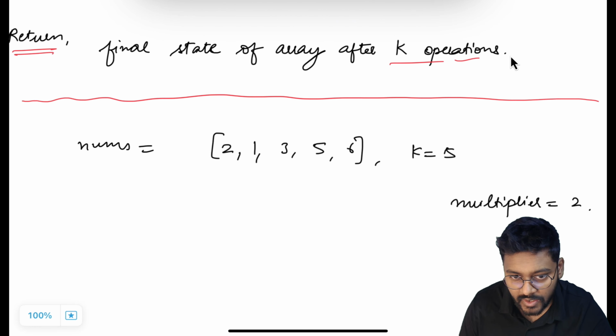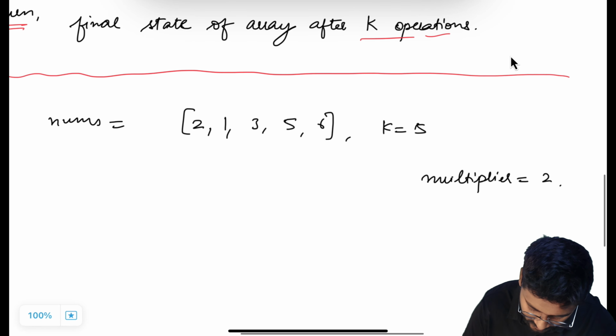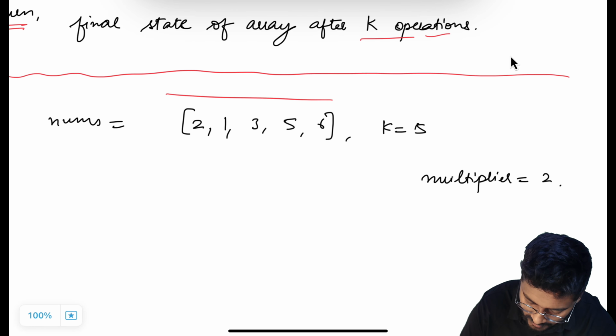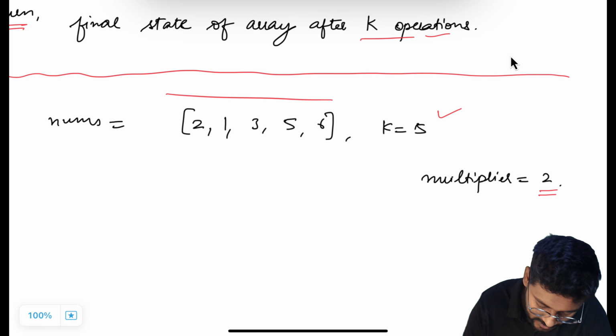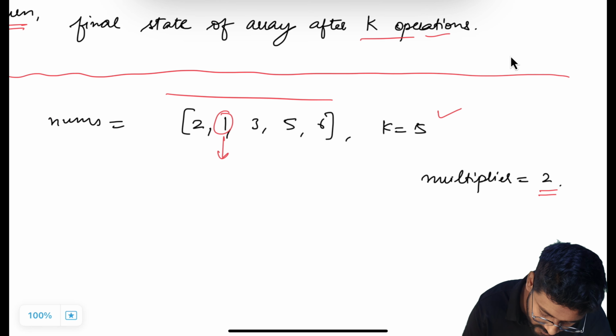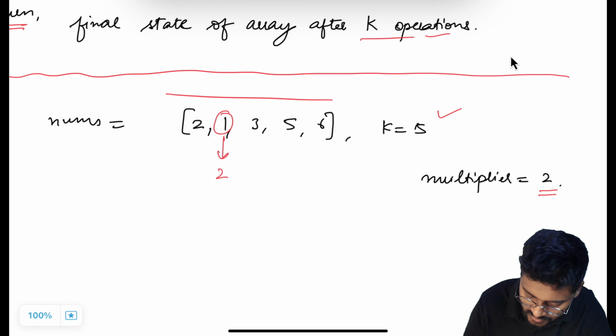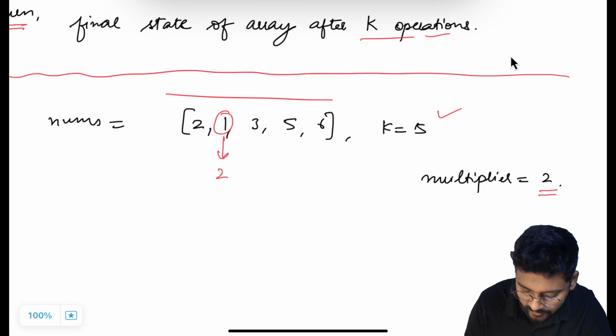Now let's try to figure out the answer on this example. Here, this is the array given to us, this is k, the number of operations we are going to apply, and this is the multiplier. So in the first operation, we have to find the minimum element. What is the minimum element? The minimum element is 1. So 1 will be replaced with 2, 1 times 2, which is 2. So this is the state after one operation: 2, 2, 3, 5, 6.